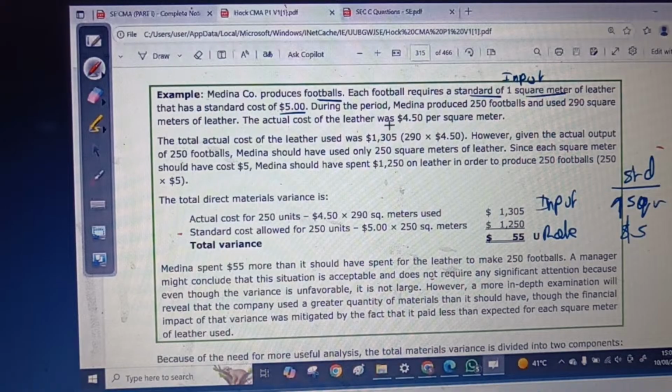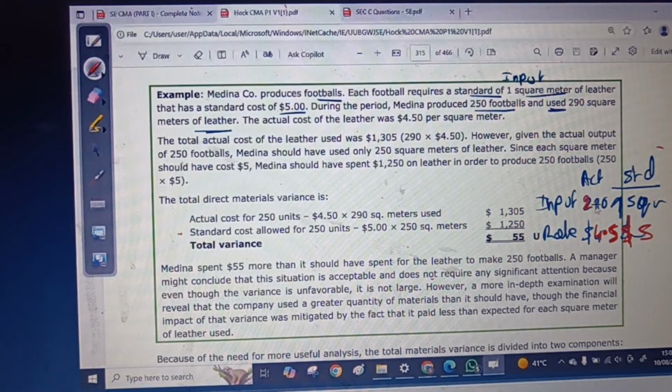During the period, now they are giving us the actual results. They produced 250 footballs, which is the actual output production. Finished products is 250 footballs, and used 290 square meters of leather. So actually they have used 290 square meters of leather. This is the actual input. So actual is 290. The actual cost of the leather is $4.70. This is $5.